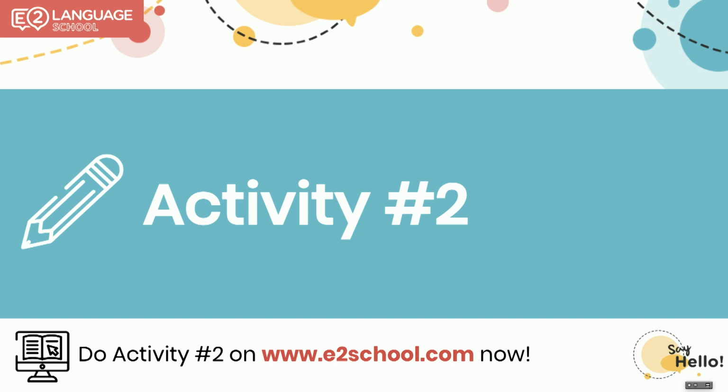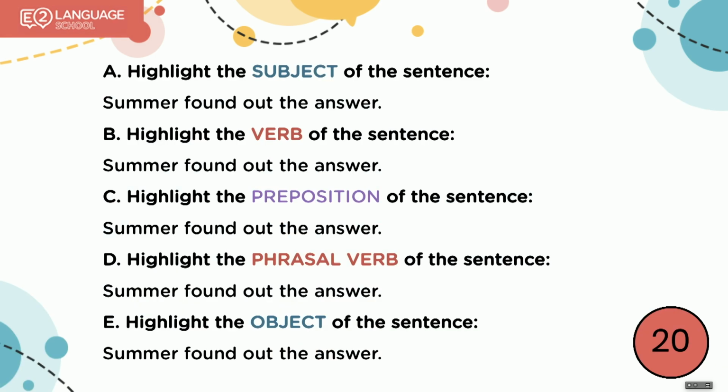Let's do activity 2 on e2school.com. What I want you to do is to highlight the subject, the verb, the preposition, the phrasal verb, and the object.